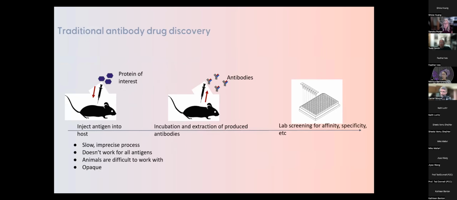I'm going to skip this since I already talked about it, but again, using immunization or other methods is just really slow and takes a lot of work.